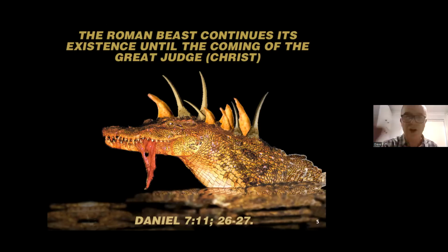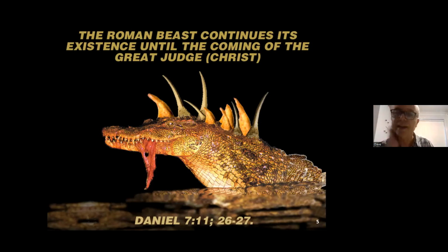Daniel chapter 7 describes the 4 beasts, and then in verse 7 he describes the 4th beast. In verse 8 he then describes the horns, and then this little horn that comes out. And then in verse 9 it says, I watched till thrones were put in place. And when you read that, it talks about the Ancient of Days coming, and so forth.